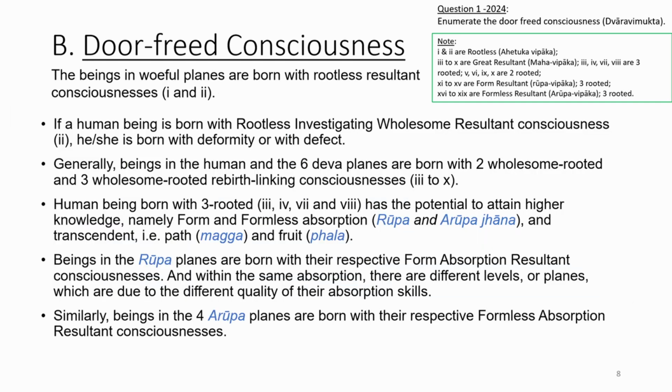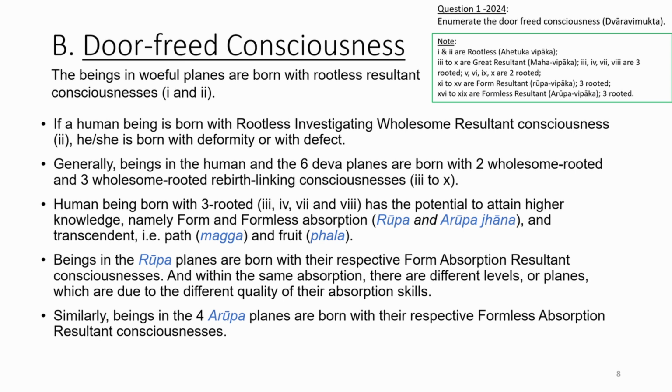So the beings in woeful planes are born with rootless resultant consciousness, that is 1 and 2, the ahetuka vipaka. If a human being is born with the rootless investigating wholesome resultant consciousness accompanied by neutrality, that is number two, the ahetuka kusala vipaka, then he or she is born with deformity, or there is a defect. Even though he is a human being, which is a good sugati plane, there is a defect.